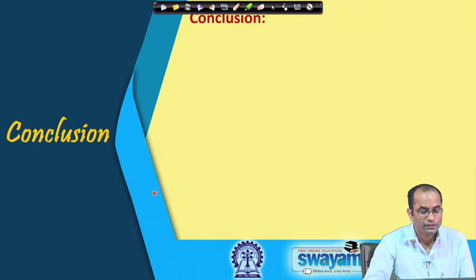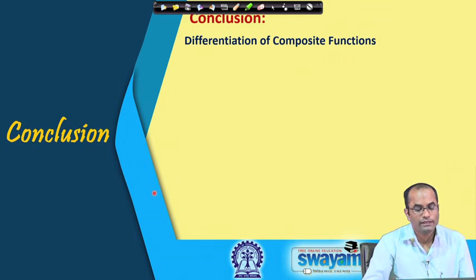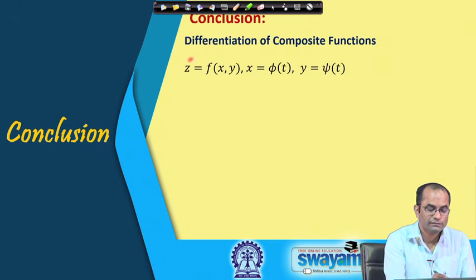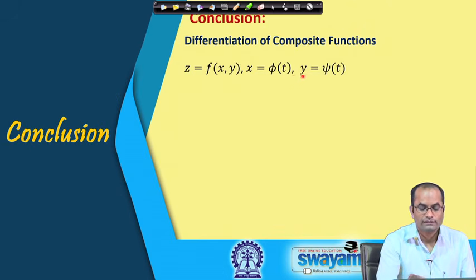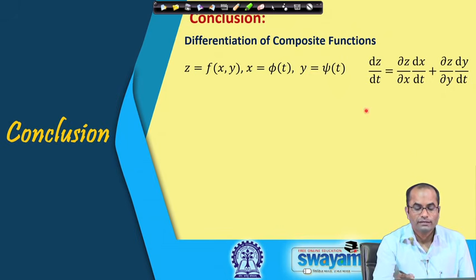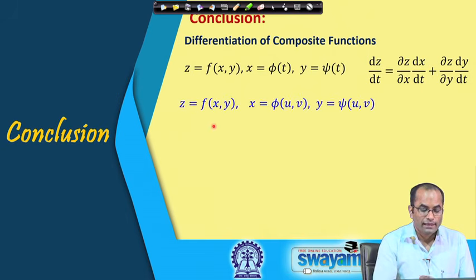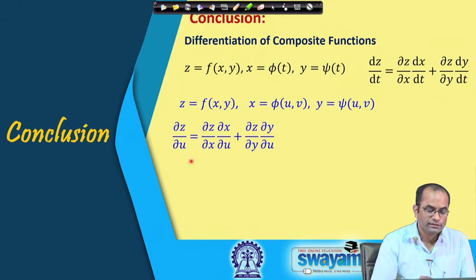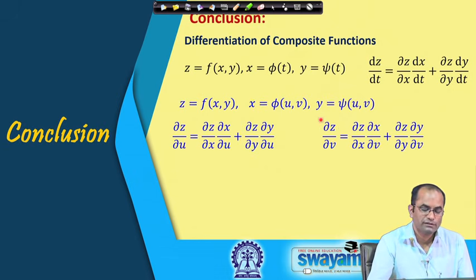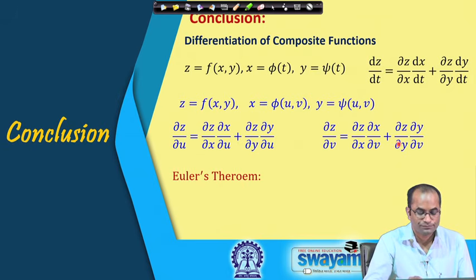So, coming to the conclusion, we have learned today the differentiation of composite functions, which is very useful when z is a given function of x and y, and x and y are functions of t. In that case we can directly compute the derivative of z with respect to t by this formula. Then there is the generalization, that x and y may be functions of u and v, and in that case also we can compute the partial derivatives of z with respect to u and with respect to v by these formulas.